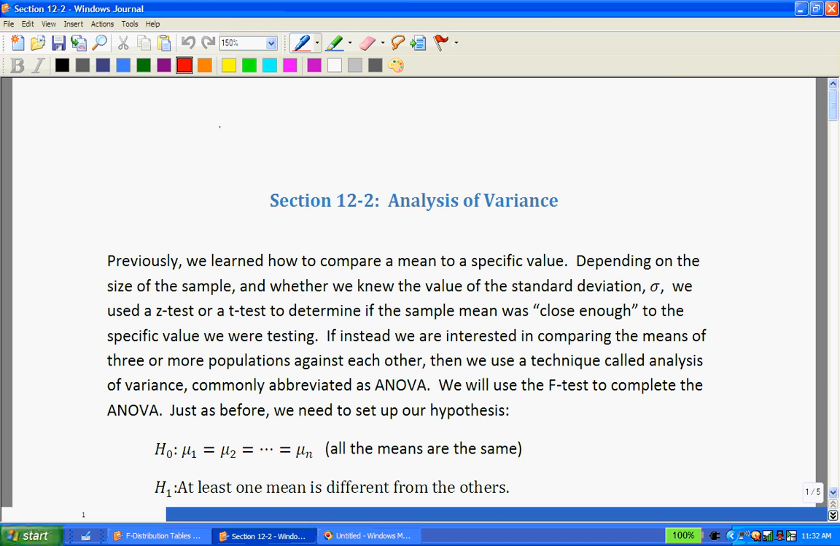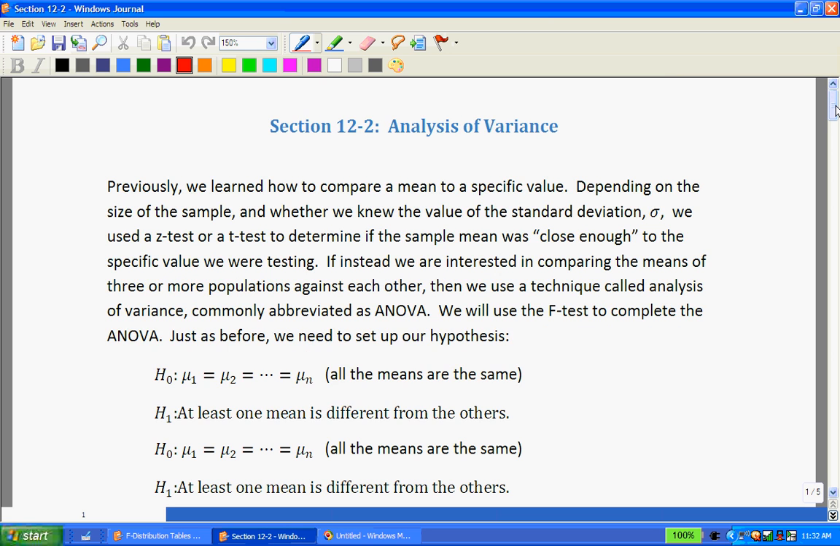So it has to be 3 or more. There are other methods to compare just 2 populations, but this one is specifically for 3 or more. To do an ANOVA, we will use the F test to complete it. And just as before, with our previous hypothesis testing methods, we have to set up our null and our alternative.